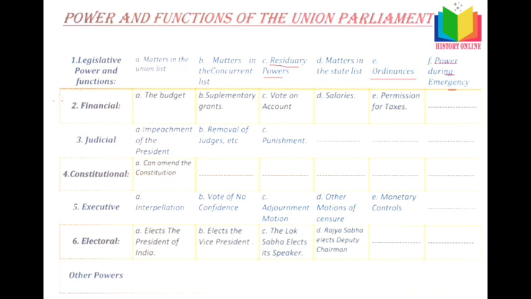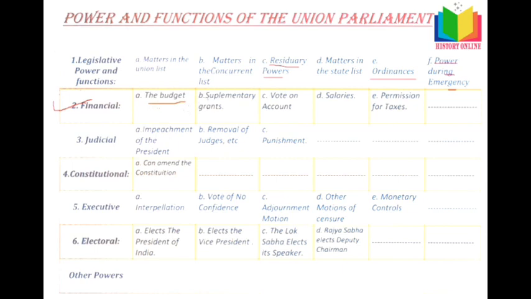Now the second one is the financial power of the Union Parliament. So the first one is budget. The Parliament passes the Union budget containing the estimates of receipt and expenditure of the government for a financial year. The budget is presented in 2 parts, namely the railway budget and the general budget. The Indian Parliament has the power to pass the budget for one economic year.